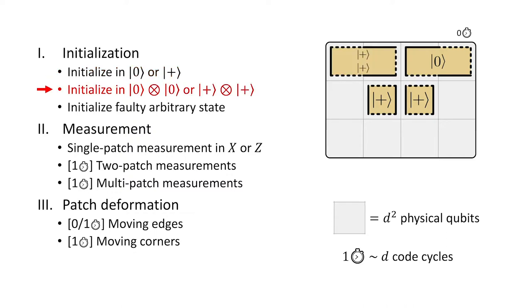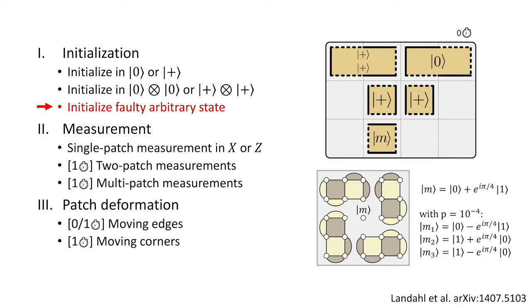You can initialize 6-corner patches in 0 and plus in just the same way, and you can also initialize 4-corner patches in states that are not 0 or plus. But when you do that, there's a certain probability that an error will occur. So, for instance, one state we'll be interested in initializing is this magic state over here, 0 plus e to the i pi over 4 1. But for concreteness, let's say when we do that, there's a probability of 10 to the minus 4 that there'll be a Pauli error, and we'll initialize one of these three states instead. And we will not know when this happens.